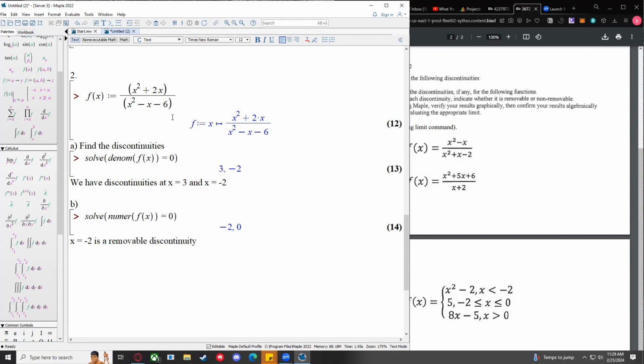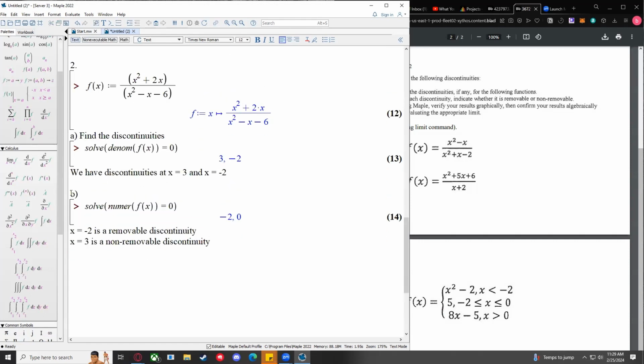And by the fact that we couldn't remove it, we can say that x equals 3 is a non-removable discontinuity. So essentially, by not being cancelable in this step, we know that the other one is non-removable. So anybody have any questions in terms of what I did here? So we're just indicating if these are removable or non-removable discontinuities for part B.